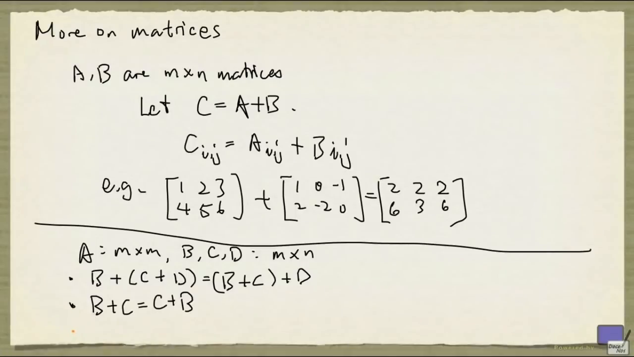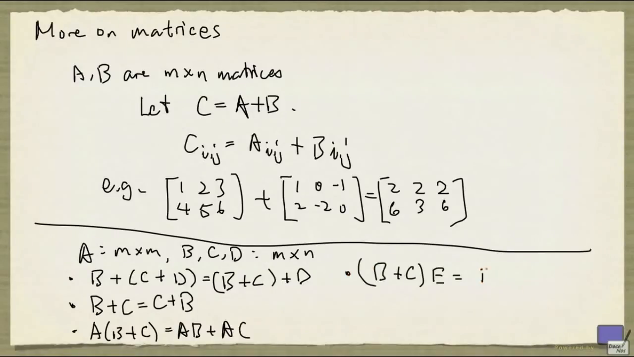And the next one is known as the distributive law. A times (B plus C) equals A times B plus A times C. And there's another one similar. (B plus C) times E is the same as B times E plus C times E, where here E is n by n.